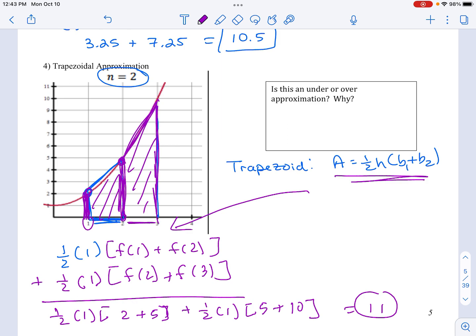And if you can see, this does go over a little bit of the curve. So this is an over approximation as well. And the reason is, anytime you have a concave up graph, when you do a trapezoidal, the trapezoidal will always go a little bit above the curve.